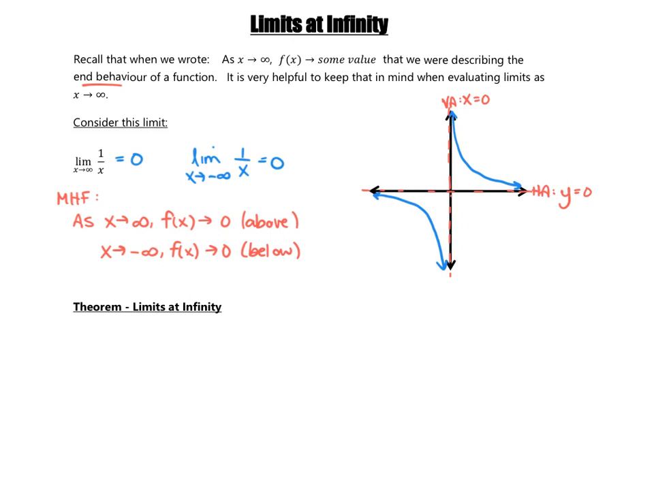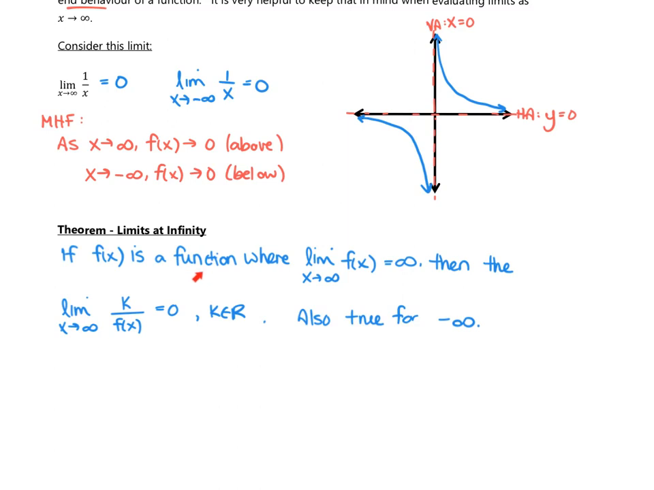Okay, and this leads us to our theorem for limits at infinity. So if you can just pause the video and then write this down, that would be great. Okay, so if f of x is a function where the limit of the function as x approaches infinity equals infinity, then it would be true that the limit as x approaches infinity of some value k, any real number, over f of x would equal 0. And the same is true for negative infinity. So let's take a look at what that looks like.